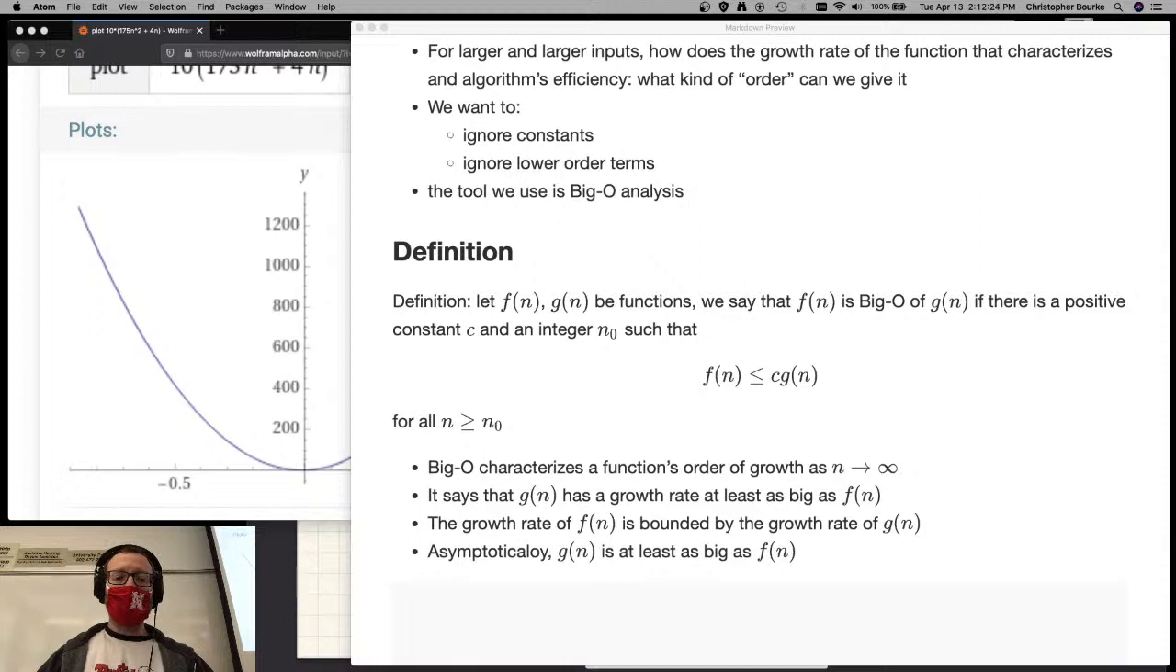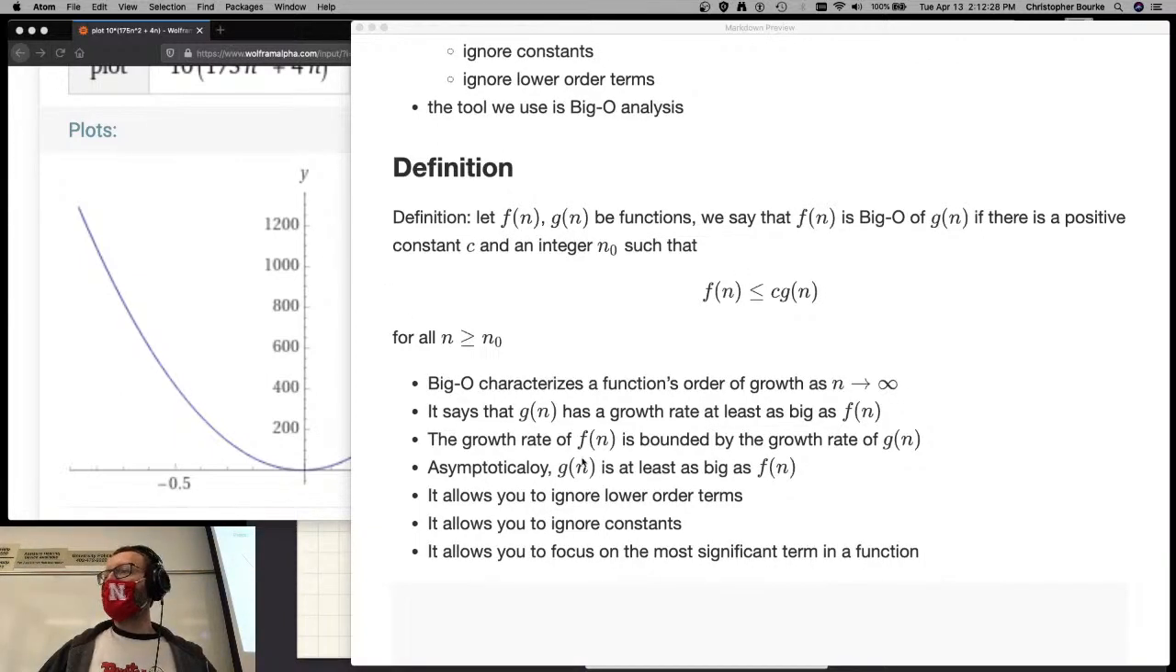Why is this nice? It captures everything that we wanted. It allows you to ignore lower order terms. Why? Because you can bound them by the highest order term. If there's a lower order term in g of n, throw it over onto the other side, basically algebraically. It allows you to ignore constants. Just collect all the constants you want and throw them in, and it gives you a different c. Who cares? It allows you to focus on the most significant term in a function, the highest growing term in the function.